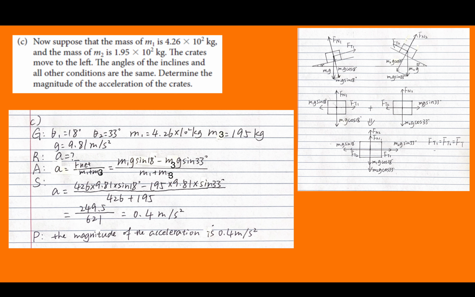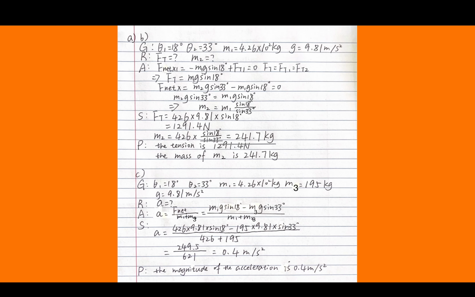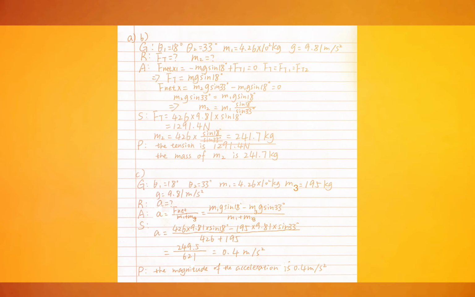To get the answer, we can use the equation of Fnet. The acceleration equals Fnet over M1 plus M3, which equals M1 g sin 18 degrees minus M3 g sin 33 degrees, over M1 plus M3. Then we put all the values in this equation and we get the acceleration is 0.4 meters per second squared. Now we write down the answer: the magnitude of the acceleration is 0.4 meters per second squared. Here is the full process of problem 1.